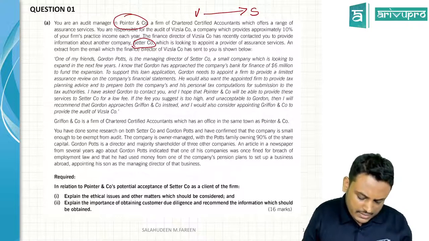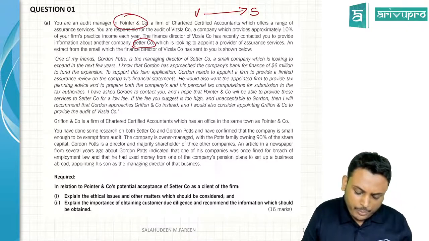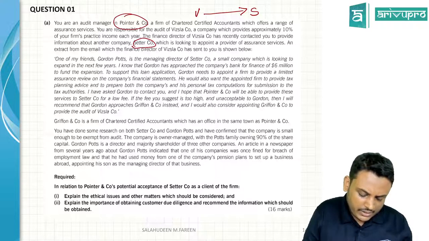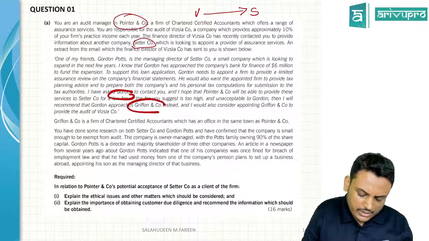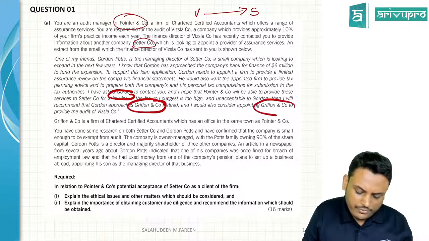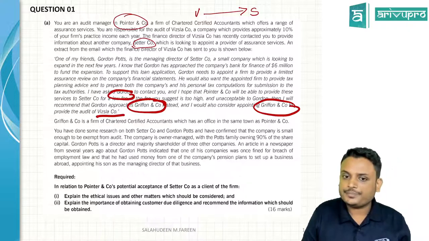I have asked Gordon to contact you, and I hope that Pointer Company will be able to provide these services to Setter for a lower fee. If the fee you suggest is high and unacceptable to Gordon, then I will recommend Gordon approach Griffon Company instead. I would also consider appointing Griffon to provide the audit of Wisla & Company.